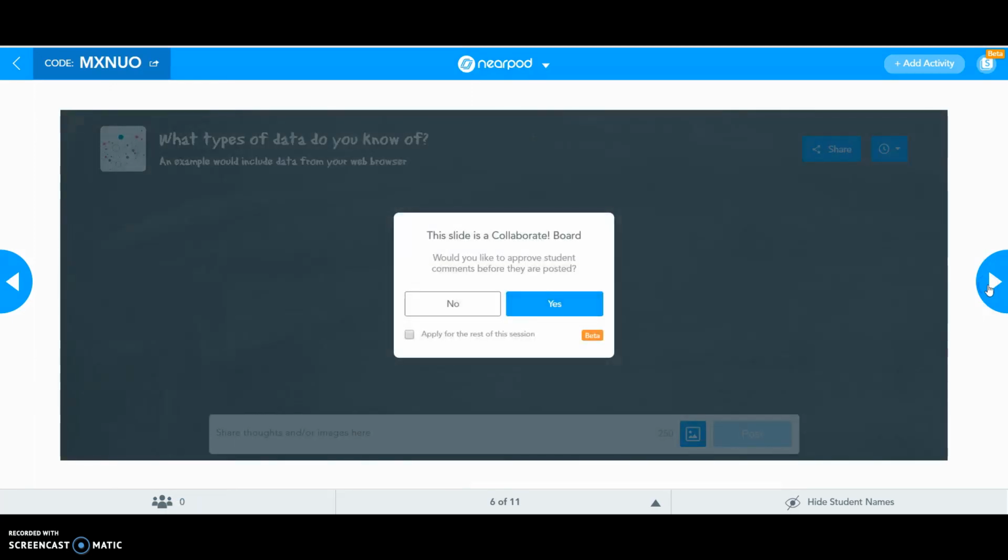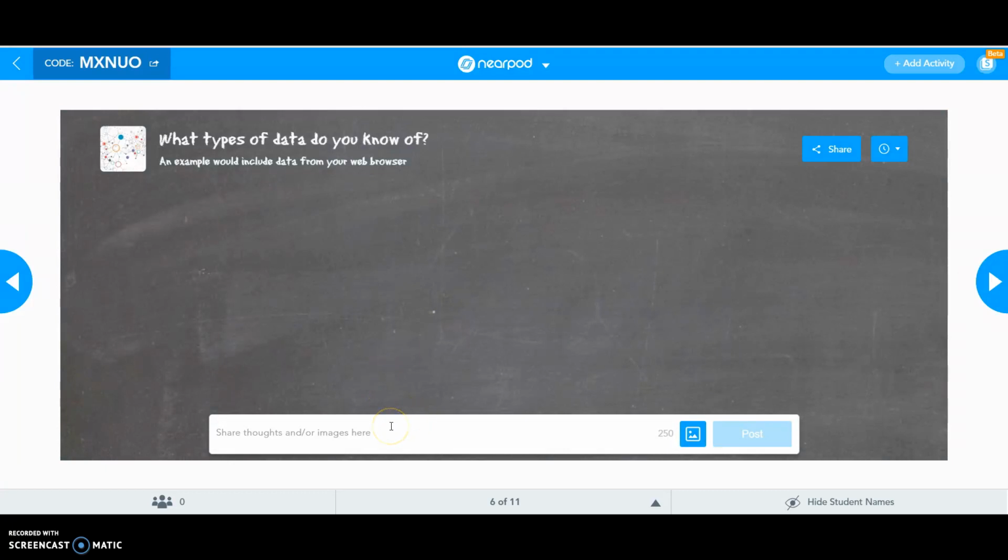And this is a collaboration board. So students can collaborate, get in groups, and think about what types of data do you know of. An example does include data from your web browser. But that type of data can also be things that news reporters use every day, like such rate of this, such rate of that, etc.